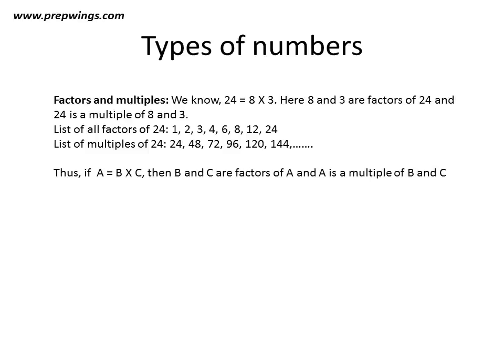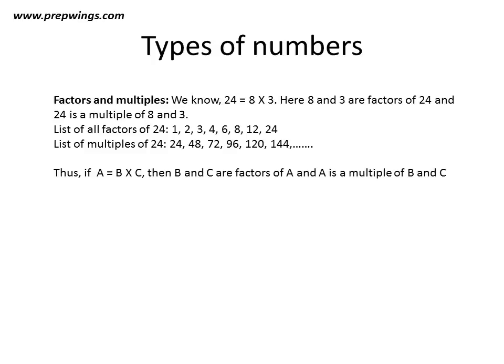Before moving to the types of numbers, we'll cover what are factors and multiples. We know that 24 is equal to 8 into 3. Here 8 and 3 are factors of 24, and 24 is a multiple of 8 and 3. Similarly, 24 is 2 into 12. So 2 and 12 are factors of 24, and 24 is a multiple of 2 and 12.